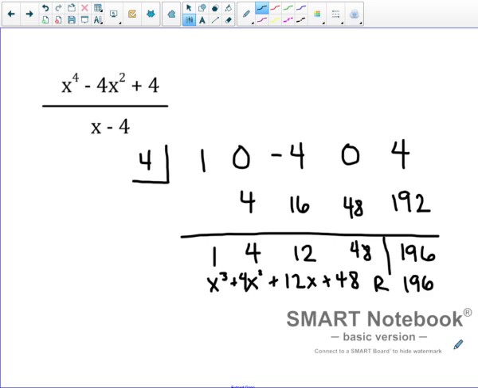All right. There's one other thing that you can do with synthetic division, which is actually a pretty neat thing, in that you can use the synthetic division process to actually evaluate a function. You can evaluate a function at a given value.